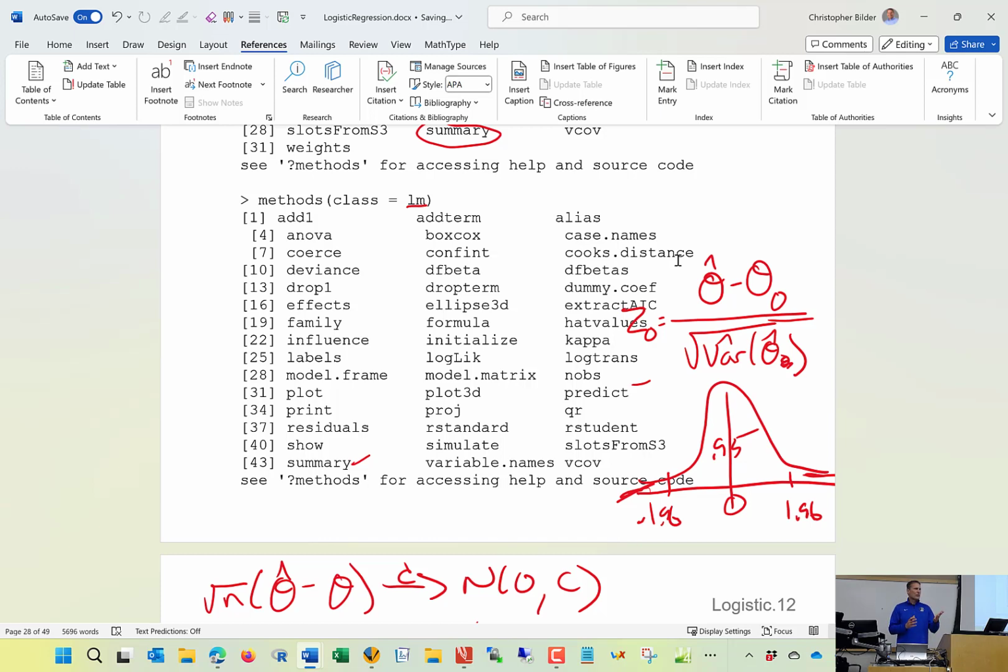Does that answer your question, or were you looking for something else? We can talk about more after class if you want to. Okay. But Wald tests are widely used because they're so simple. It's just they're not always the best way to do hypothesis tests.